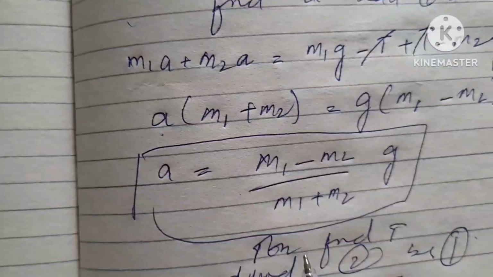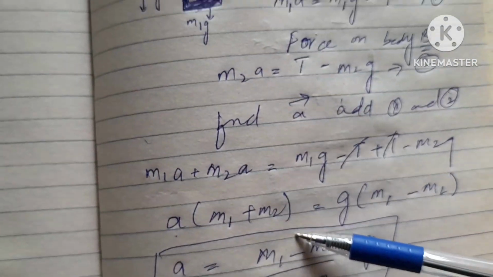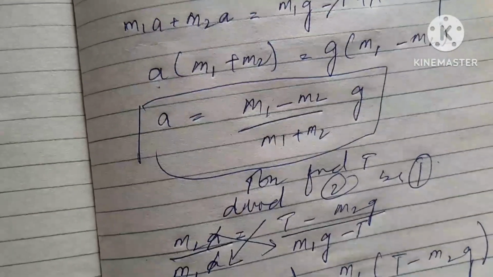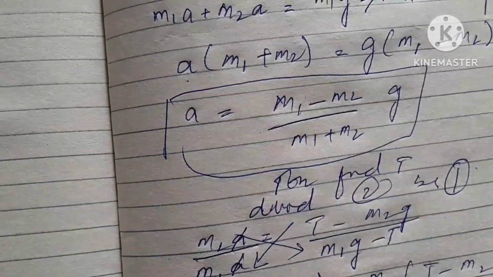It is the solution. We can find the acceleration by adding these two equations, and we can find the tension produced in the string by dividing these two equations.